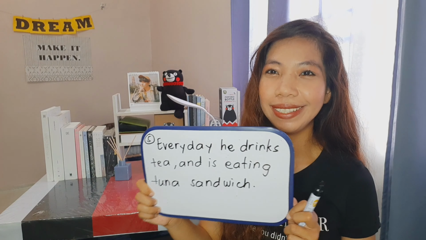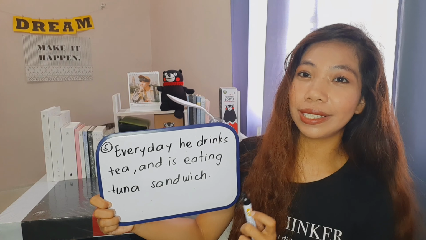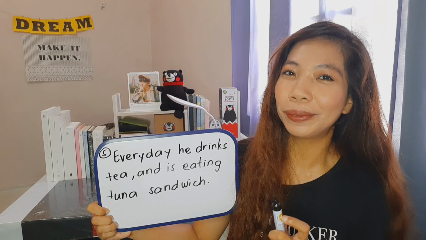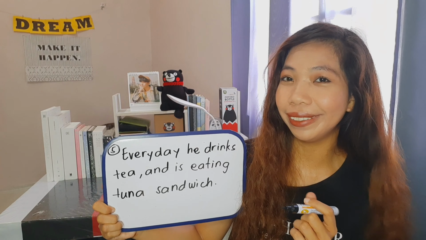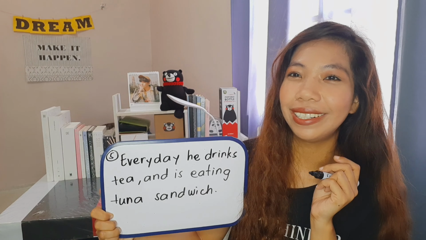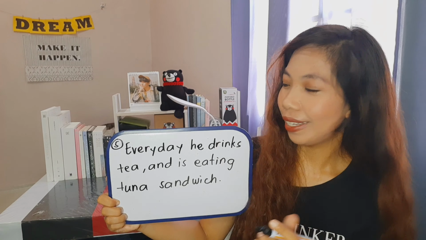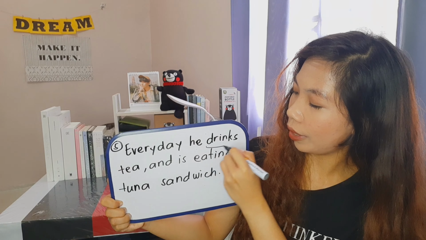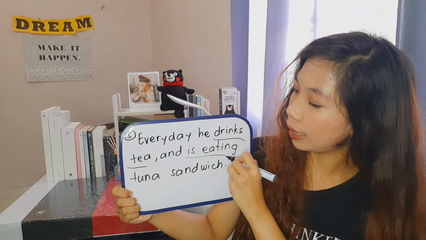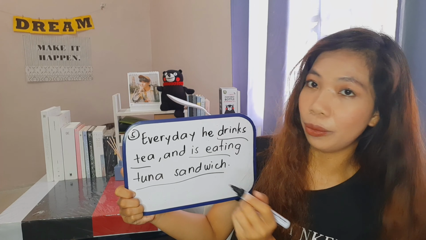Now let's have the last sentence. I really want to know your score here. Share your scores in the comments, alright? Let's have this. Every day he drinks tea and is eating tuna sandwich. Well, I'm not pretty sure if that's possible, but anyway, let's find the phrases that should be parallel here. Have you seen them? It's the first one, drinks tea and is eating tuna sandwich.